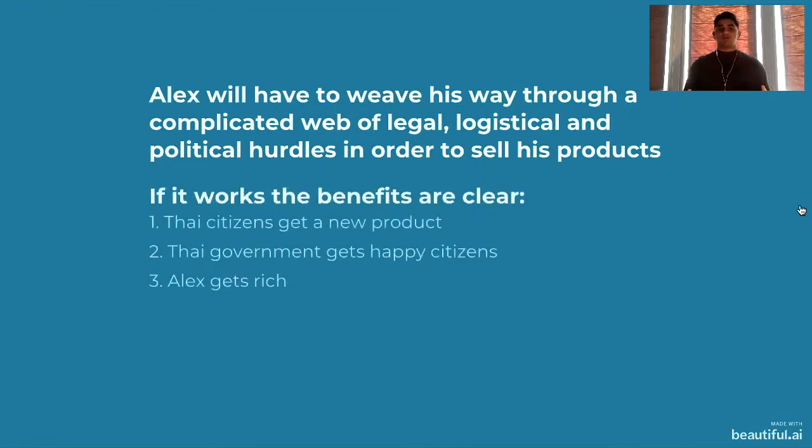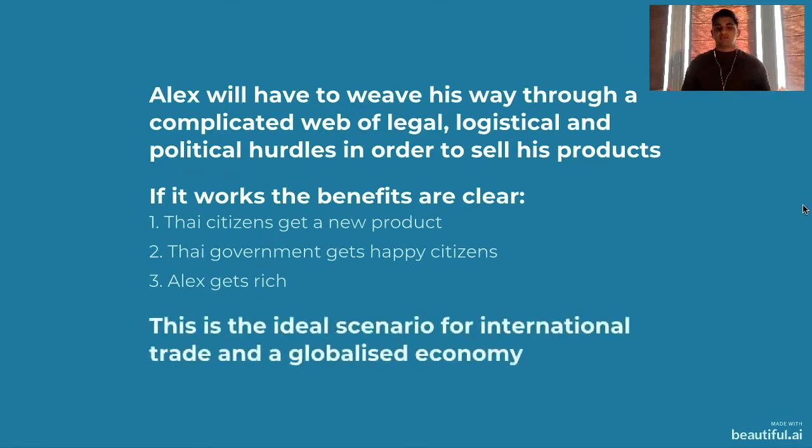But if it works, the benefits seem to be clear, right? Thai citizens get a new product, they get herbal teas or a green tea, a nice new flavoursome green tea. The Thai government gets happy citizens, so it's beneficial for them to let Alex come into Thailand and sell his products. And of course, Alex benefits because he gets rich, right? So it's a win-win-win. At least that is the ideal scenario for international trade and this globalized economy that we have. Of course, it doesn't always work out like this.